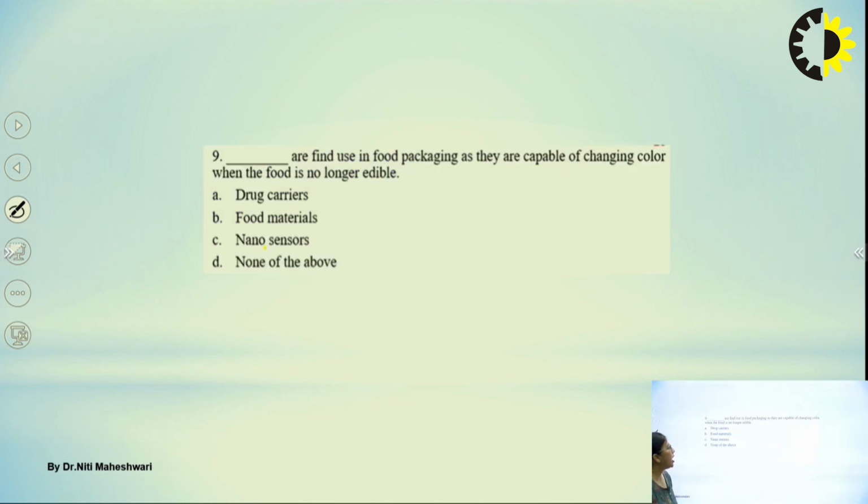Dash, they are going to find use in food packaging as they are capable of changing color when the food is no longer edible. Nanosensors are being utilized to study whether the food is fresh or stale, or whether we can eat the food or it is not edible. So the answer is nanosensors.